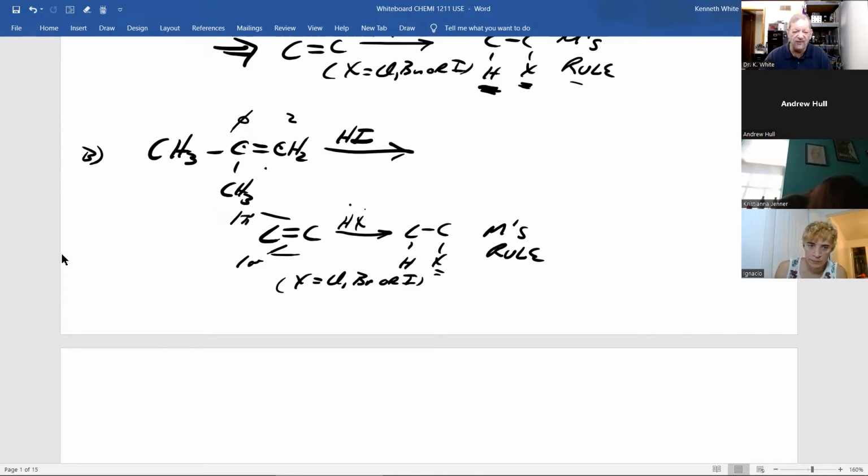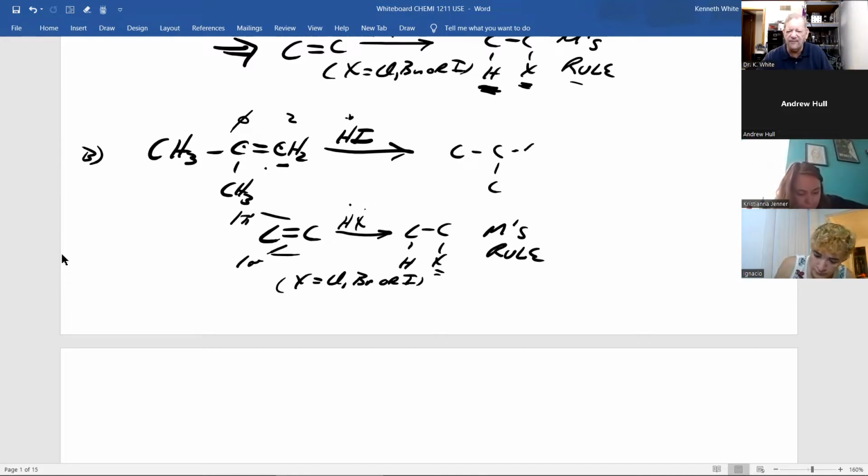So the hydrogen will go to this carbon. Remember, the rich get richer, the poor get poorer. That has more hydrogens, so it's going to get the hydrogen from here. The other carbon gets that, and you break the pi bond. Why? Because if you didn't, you'd have more than 4 bonds to carbon. Do you break carbon-carbon single bonds? No. So I have 3 across carbon plus this methyl group, CH3.